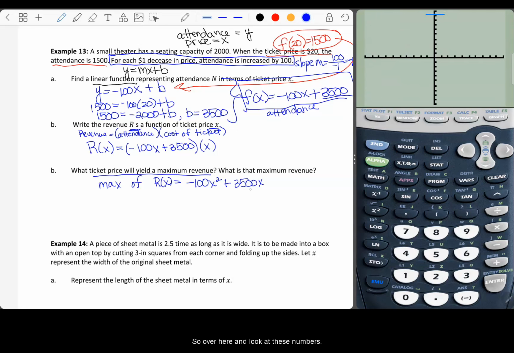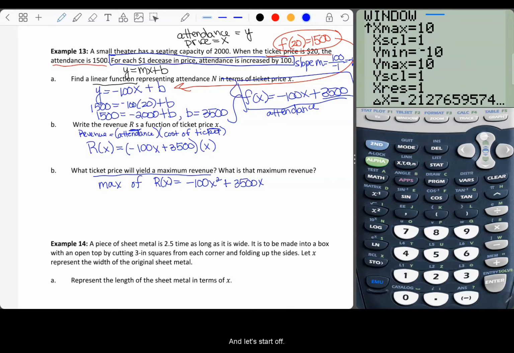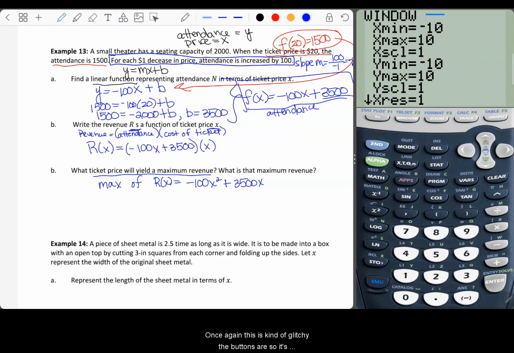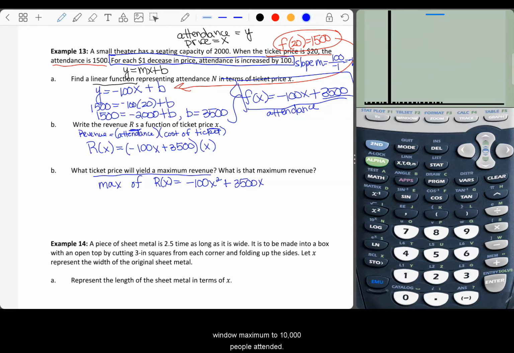So let's go over here and look at these numbers. Let's go to our window. And let's start off. Once again, this is kind of glitchy. The buttons are moving around a little strangely. I apologize. We're going to start off by changing our X max. Let's say we have $50 as the price of the ticket, and we're going to set our Y window maximum to 10,000.